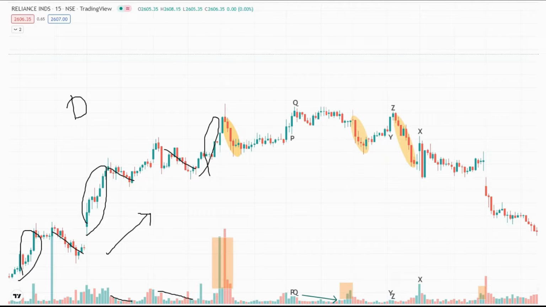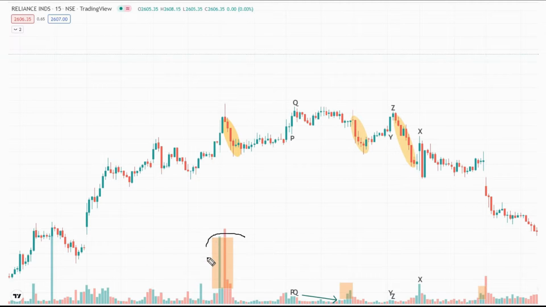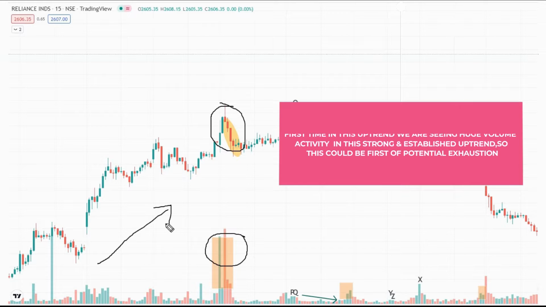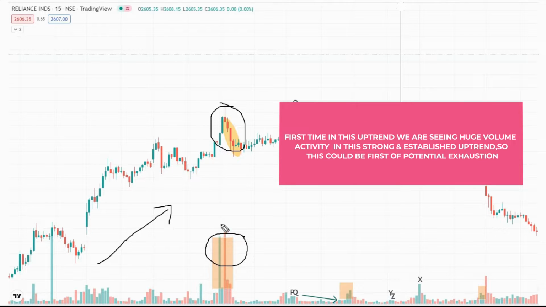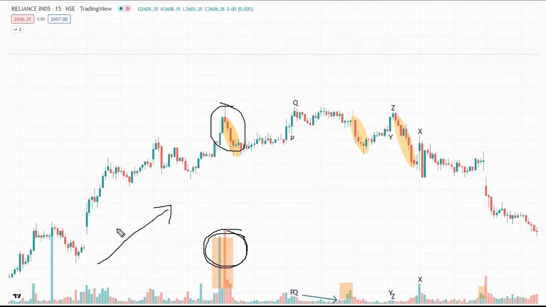Okay, but what happened here? See this huge volume and see the price behavior. Remember, we were in a very strong uptrend. After that, such huge volumes are coming in the markets. So what is this indicating? After an established uptrend, we are seeing huge volume activity in the markets.